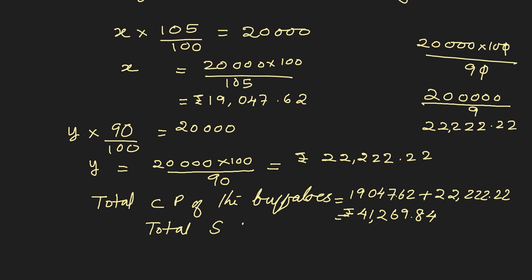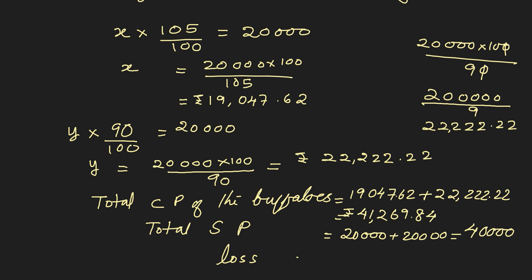But what is the total selling price? Total selling price is equal to 20,000 plus 20,000, which is equal to 40,000. Now, selling price is equal to 40,000, cost price is equal to 41,269.84. So, here cost price is more than selling price, so it is a loss.